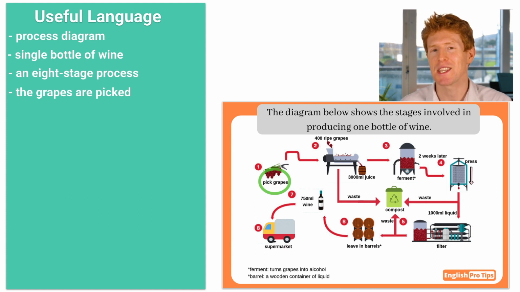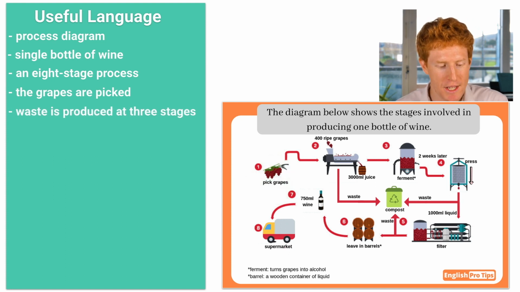Now you'll notice that's the passive form, and we often use the passive form when we're writing an answer for a process diagram. We don't say someone picks the grapes because we don't know who picks the grapes. So we say the grapes are picked in the passive.